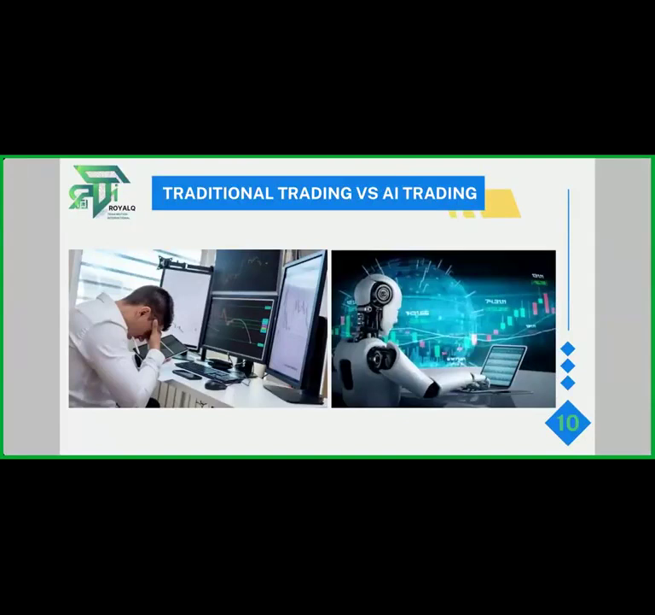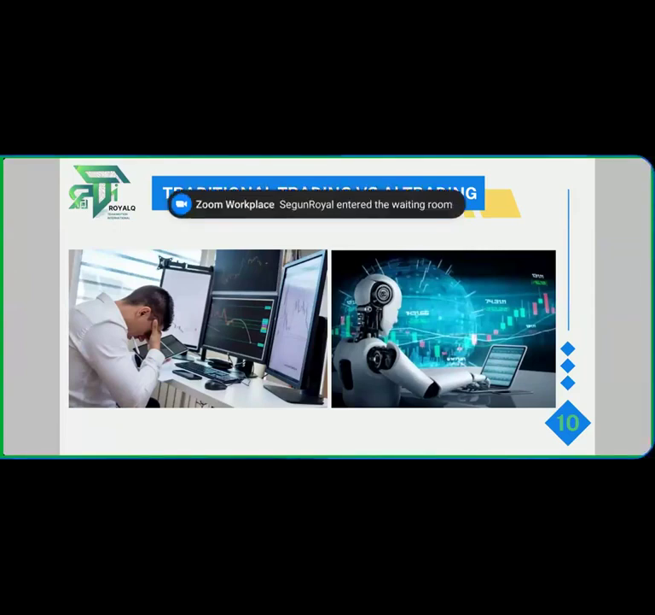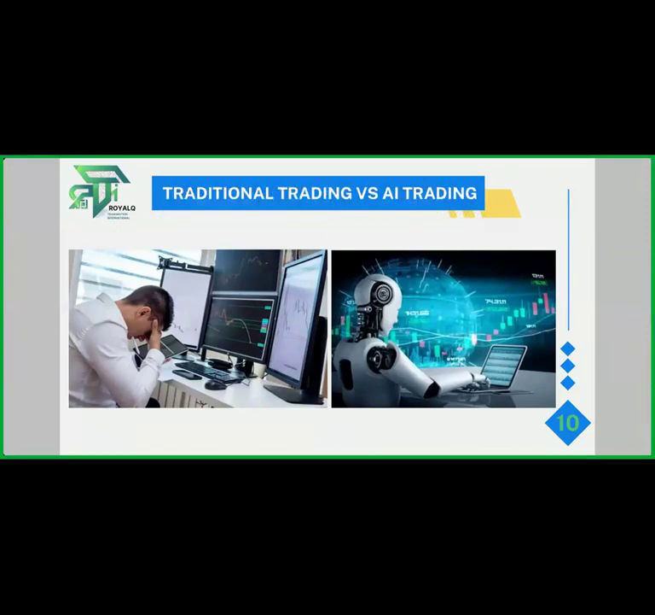Now, this is a graphical representation of what I've been talking about. On the left, we have a day trader. Now, don't get me wrong. This image doesn't mean that day traders don't make money. No. It simply means that, as a matter of fact, day traders are making lots of money. But this just simply means that there's only so much a human being can do at a time. There's only so many trades a human being can monitor at a time. A human cannot monitor over 50 trades, 100 trades at a go.